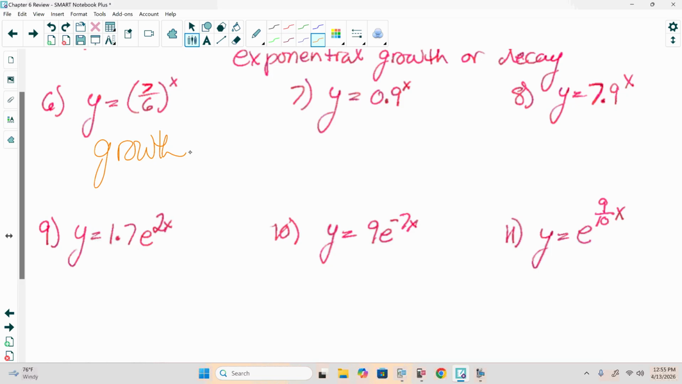Let's look at number 7. Y equals 0.9 to the x. Because the base is not e, we're looking to see if it's greater than 1 or between 0 and 1. 0.9 is between 0 and 1, so this would be decay. And what would we say about number 8? Growth, because the base is greater than 1.